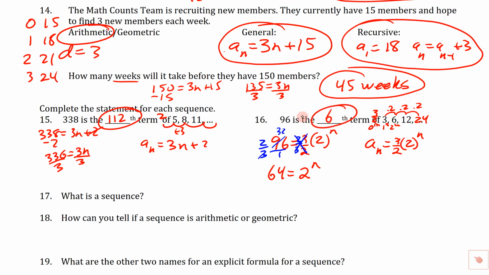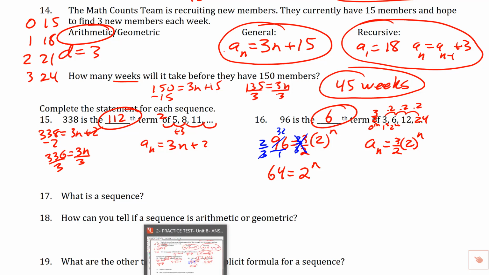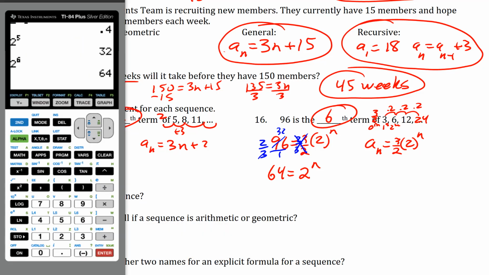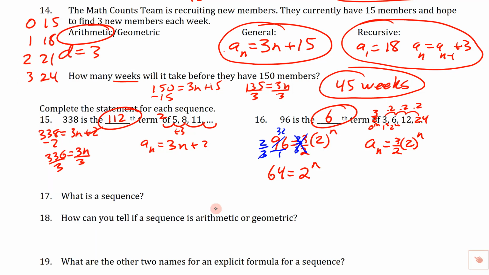And if we were to just go through and say, look, every time I do this, I need to take that term and multiply it by 2. So the first one is 3, and then I'm going to times that by 2. So here's the second one, 6. Third one's 12, fourth one's 24, fifth one is 48, sixth one is 96. So we can confirm that a couple different ways.